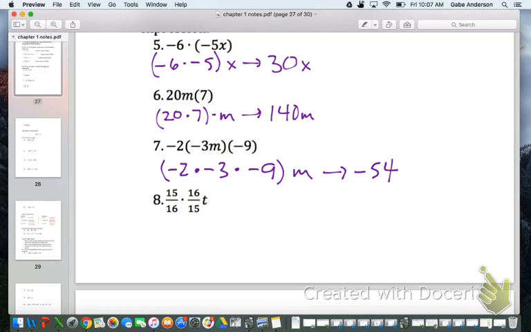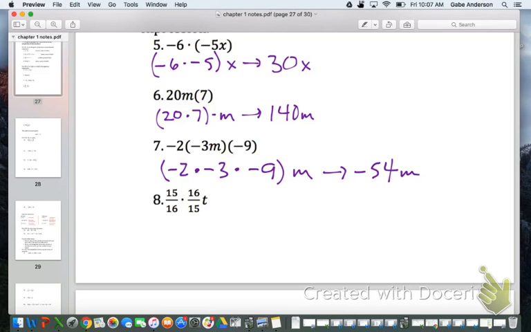Yep, let's not lose the m. Negative 54m. Yeah, negative 54 times m, you could say as well, right? Okay. Any questions on 5, 6, 7? Those 5, 6, and 7 were all fairly similar, right? It was the associative property, and you kind of just run with it from there.